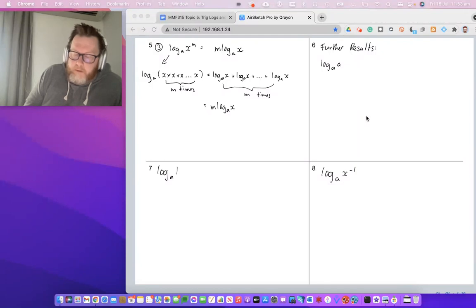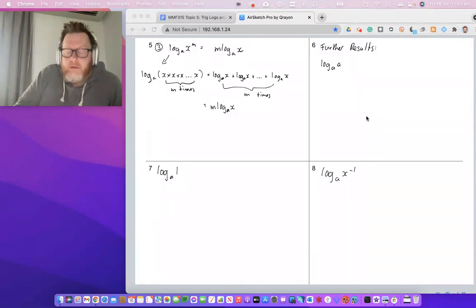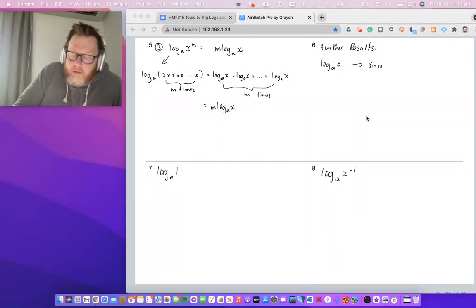All right. In slides 6, 7, and 8, we've just got some further results. I more or less went through them in the other video, but let's have a look at them again. Log base a of a. Well, remembering our basic definitions, a to the power of what is going to equal a? Since a to the power of 1 is equal to a, log base a of a must equal 1. It's as simple as that.